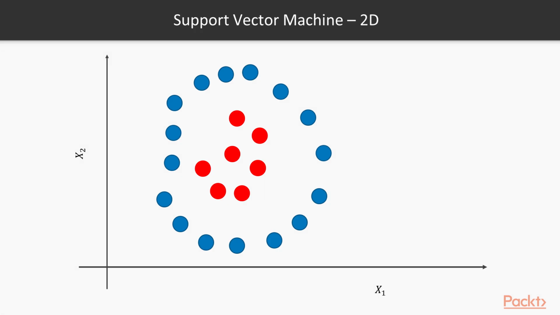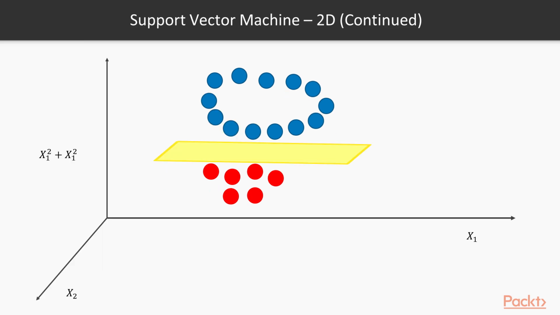Whereas, in the two-dimensional case, the kernel trick is applied as below with the polynomial kernel with degree 2. It seems that observations have been classified successfully using a linear plane after projecting the data into higher dimensions. In this video, we have learned support vector machine working principle.